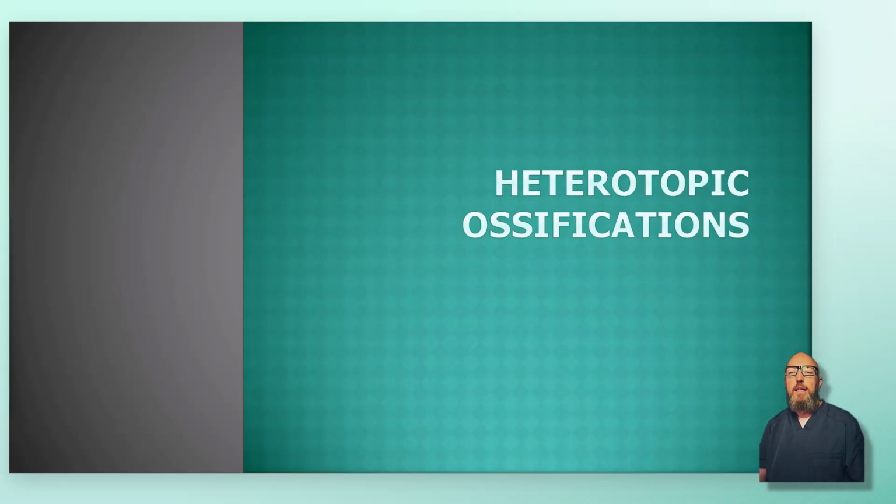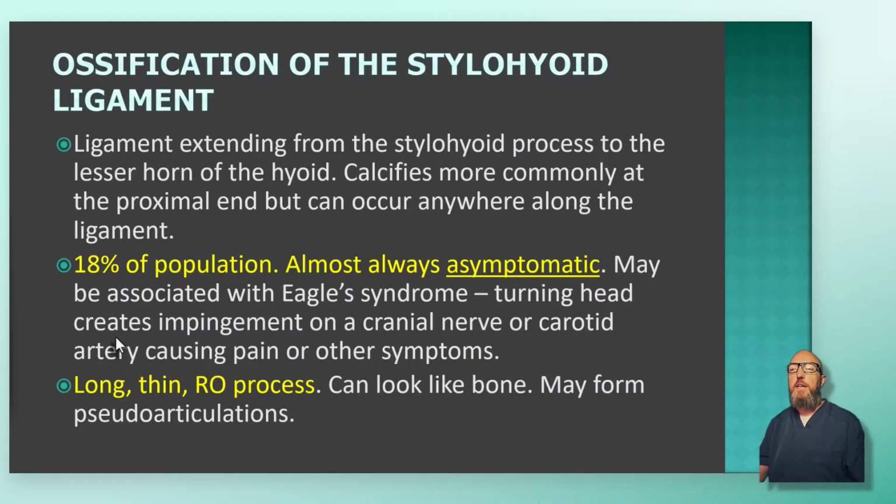And now we're going to cross the line into heterotopic ossifications. Everything here forward is organized bone, forming where bone really doesn't belong. Most common one here, ossification of the stylohyoid ligament. That's a ligament that runs from the styloid process to the lesser horn of the hyoid bone. Calcified is more commonly at the proximal end, which means the superior end, closer to the styloid process, but it can ossify anywhere along that ligament.